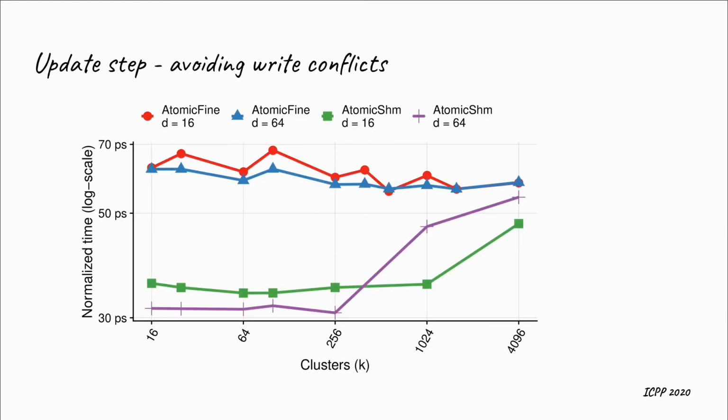The update step of the algorithm is most complicated by the necessity of writing too much data into too small space in the memory of the graphics card, which is most slowed down by the write conflicts that can happen.